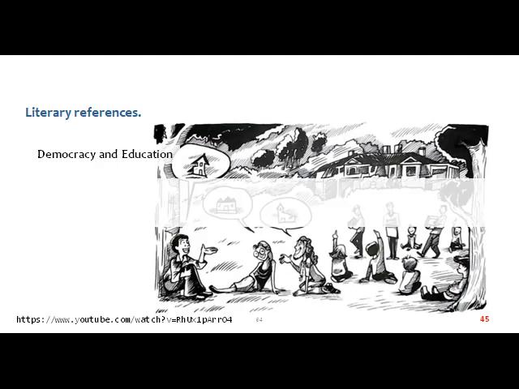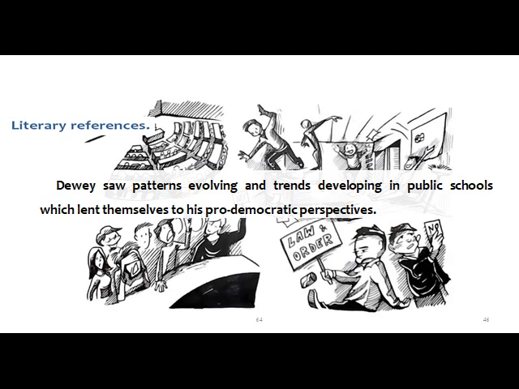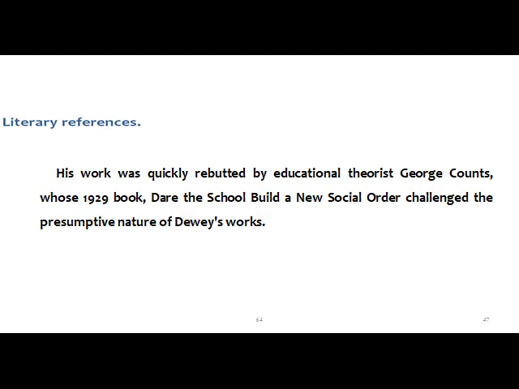Literary references. John Dewey explored the hidden curriculum of education in his early 20th century works, particularly his classic, Democracy and Education. Dewey saw patterns evolving and trends developing in public schools which lent themselves to his pro-democratic perspectives. His work was quickly rebutted by educational theorist George Counts, whose 1929 book, Dare the School Build a New Social Order, challenged the presumptive nature of Dewey's works.